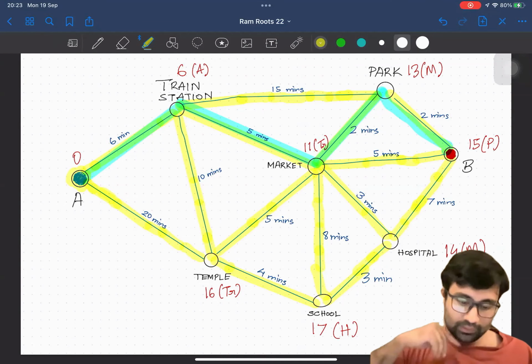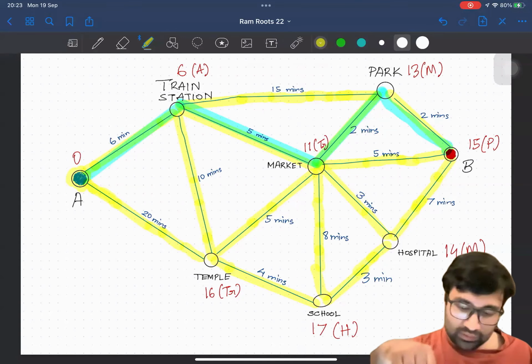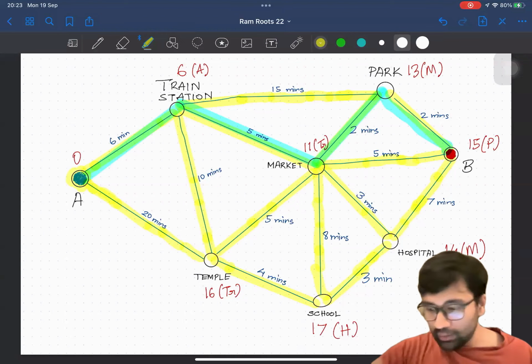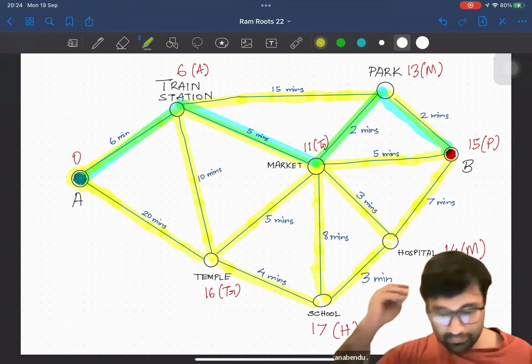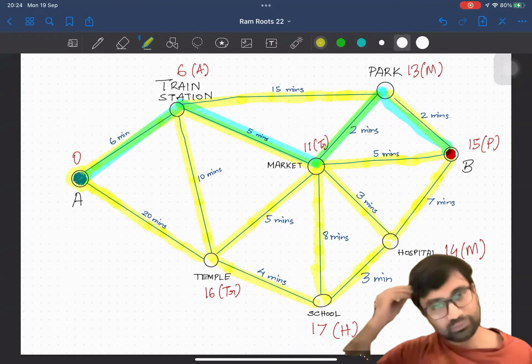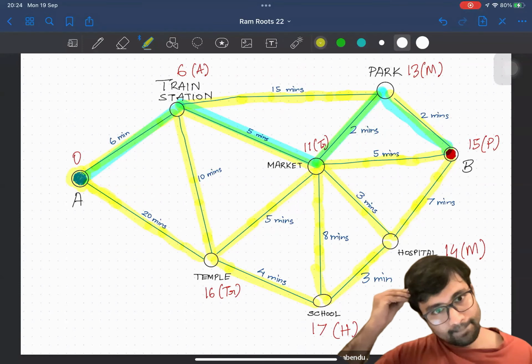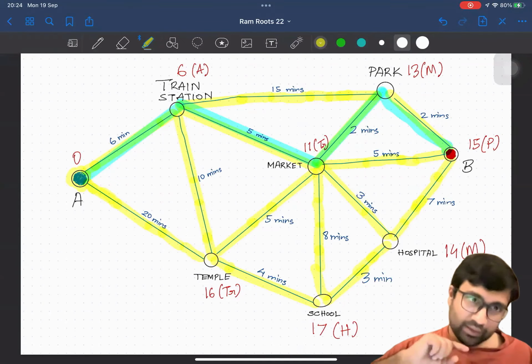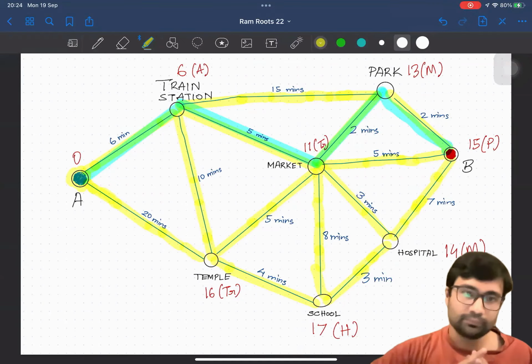Right? Yes, sir. Similarly, if you go from A to train station, then train station to market, then market to park, then park to B, then the total time is 15 minutes. Correct. Yeah, sir. And that is the amount of time it takes for the fire to spread from A to B.